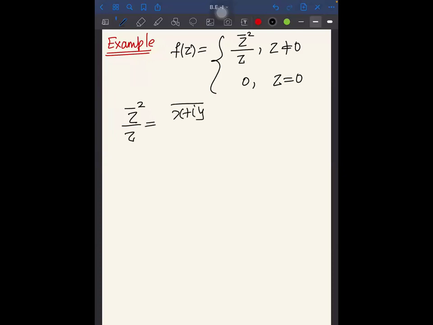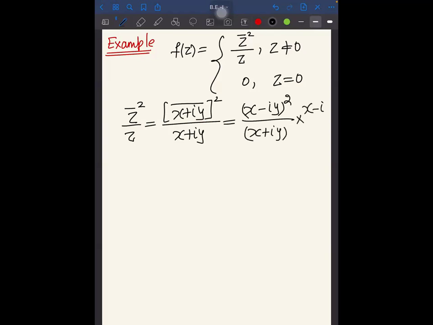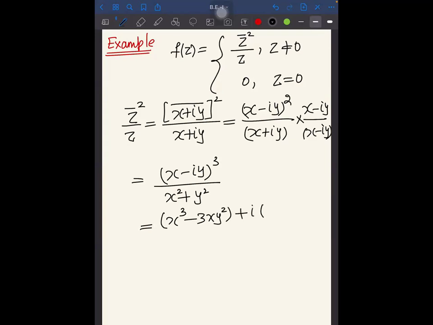(x plus iota y) conjugate whole square upon x plus iota y, right? So this becomes (x minus iota y) whole square upon (x plus iota y) into (x minus iota y), into (x minus iota y). So this becomes (x minus iota y) whole cube upon x square plus y square. So this will become x cube minus 3xy square plus iota times (y cube minus 3x square y) upon x square plus y square.